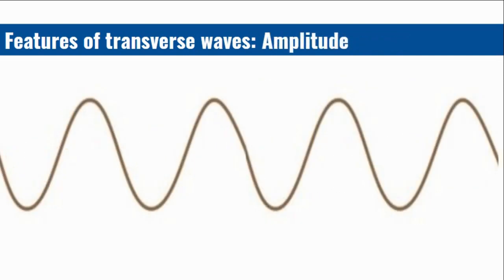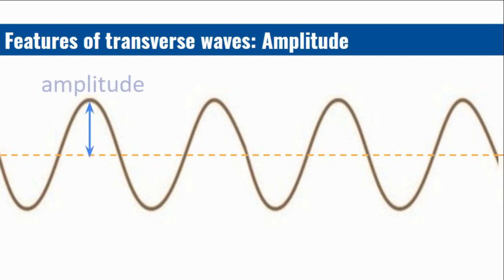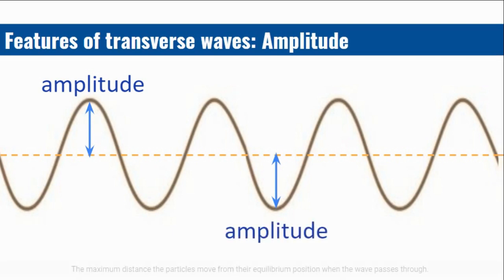When we want to describe how tall a wave is, we use the term amplitude. On a transverse wave, amplitude is the vertical distance measured from the center line to the height of one of the crests. The distance from the center line to the trough will be exactly the same. To be a bit more technical, amplitude is the maximum displacement of the particles the wave is traveling through. As they oscillate up and down, the furthest they move away from their equilibrium position is the amplitude of the wave.